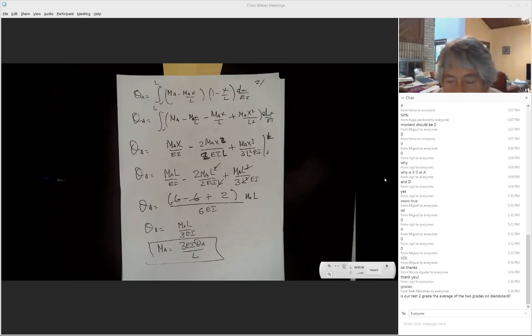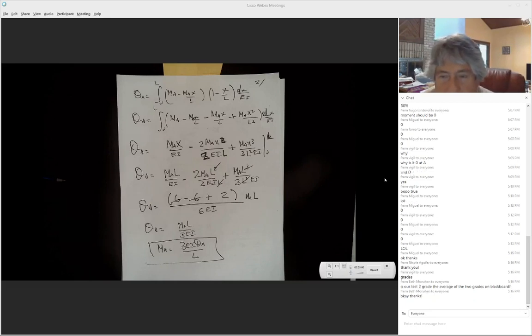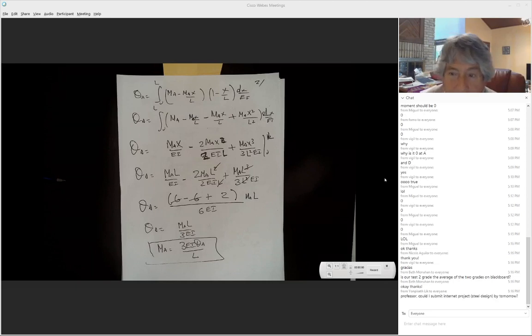Test 2 grade, the area of the 2 grade on Blackboard. Look, I haven't finished grading, right? But if I've done both of yours, you add the two numbers and divide by 20, and that's your grade. Any other question?